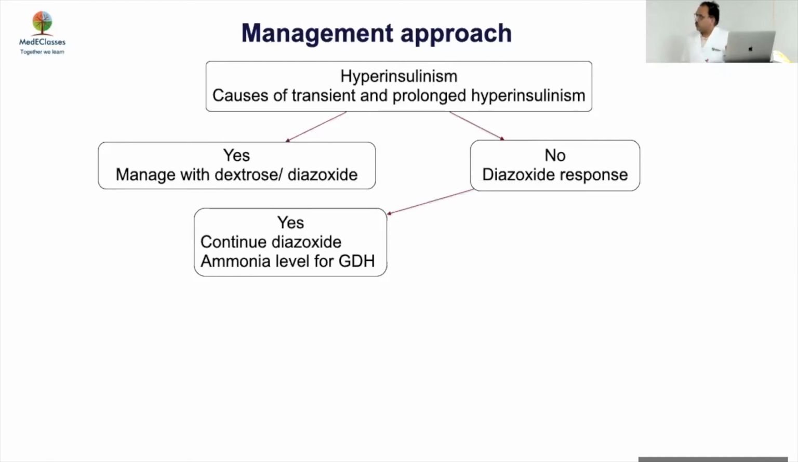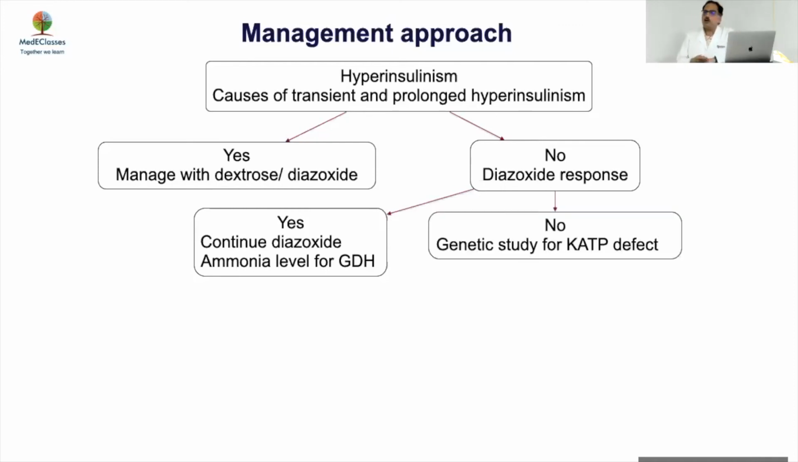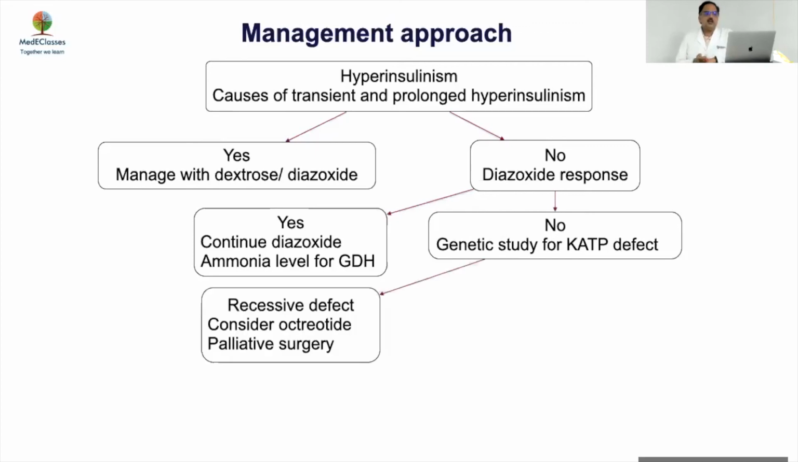If you want to look at GDH, look at ammonia. Don't go for a genetic diagnosis. It's not going to help you, except maybe all these neurological features may develop. If, however, there is no response to diazoxide, go ahead and do a genetic workup for a potassium ATP defect. And this has to be ideally done in both parents and the child.